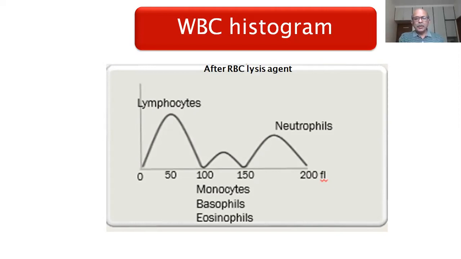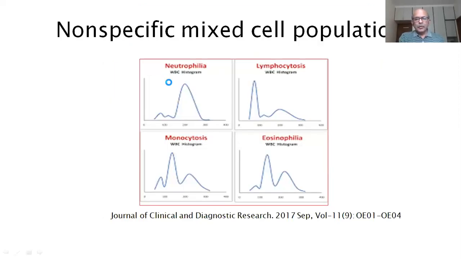So this is an example of neutrophilia. So you have large size cells. Small size cells in excess, lymphocytosis. Medium-sized cells in excess could be either monocytosis or eosinophilia. And you will need the pathologist to look into the microscope and tell you whether it is monocytosis or eosinophilia.